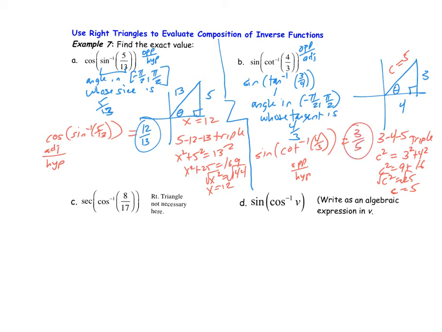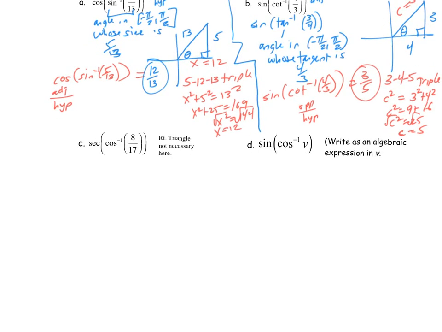Okay, in the next example, we're asked to find the secant of cosine inverse of 8/17.